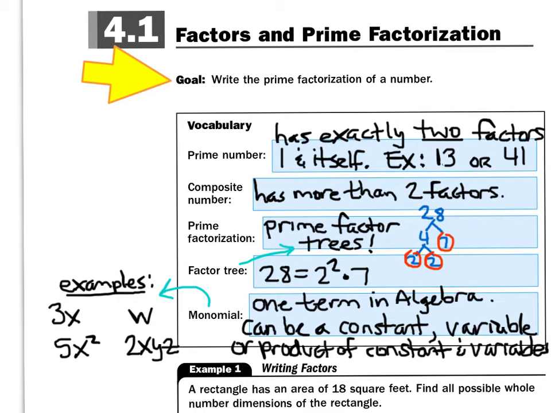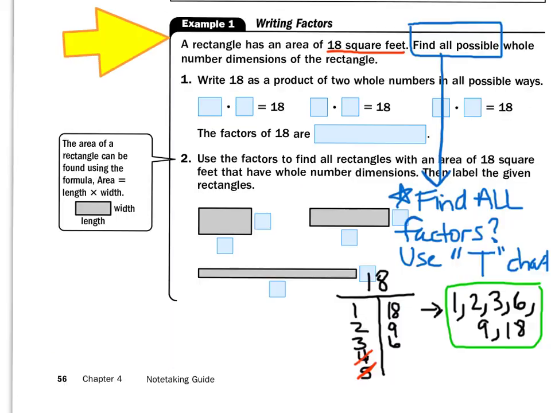3x would be a monomial. W would be a monomial. 5x squared would be a monomial. Or 2xyz would be a monomial.